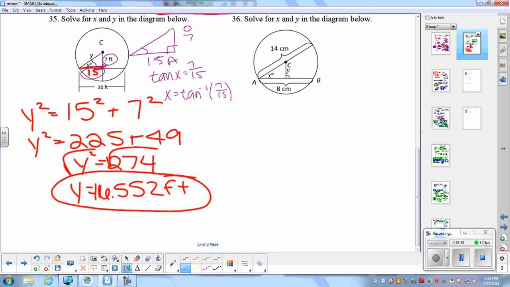So then I get tangent inverse of 7 over 15. X is 25.016 degrees.